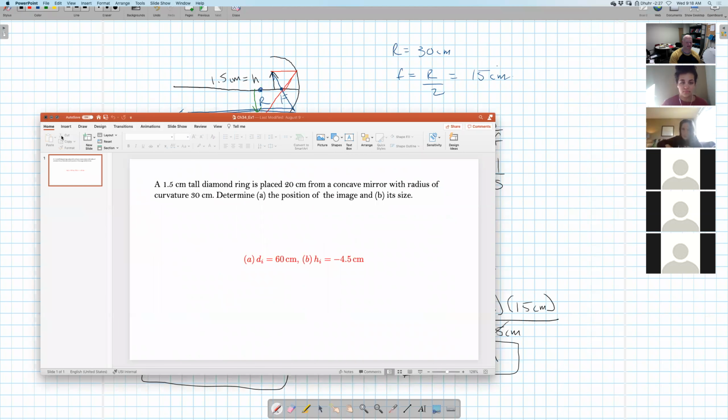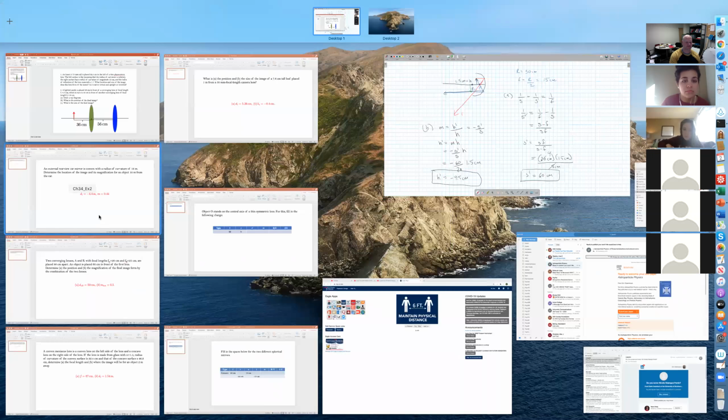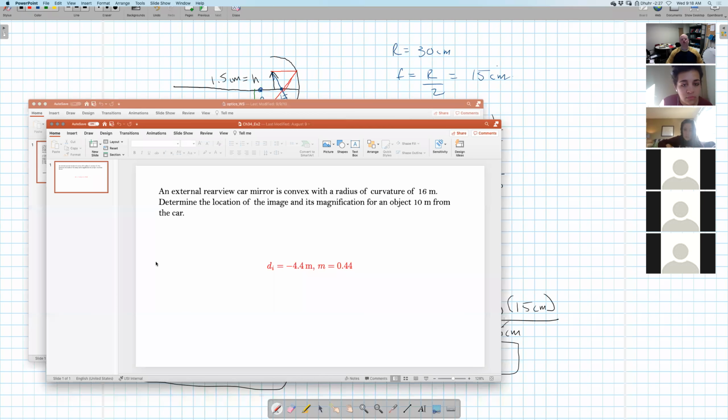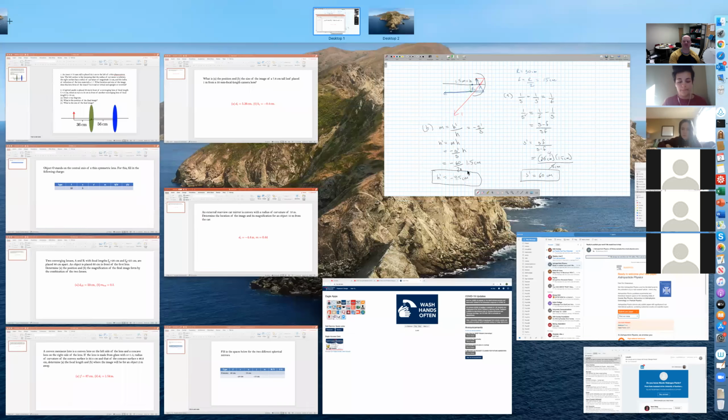So the next one then says, number 2, an external rear view mirror of a car is a convex mirror with a radius of curvature of 16 meters. Determine the location of the image and its magnification for an object 10 meters from the car. So in this case, we're assuming from the mirror itself.